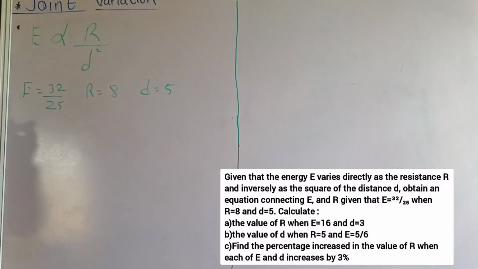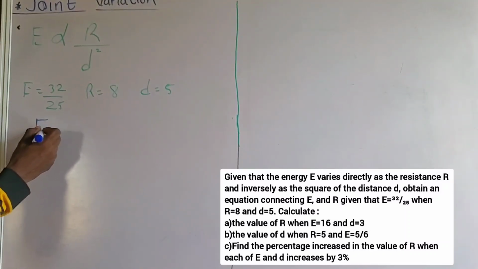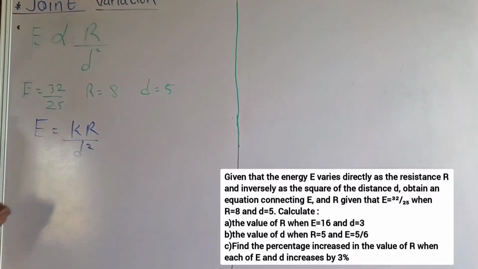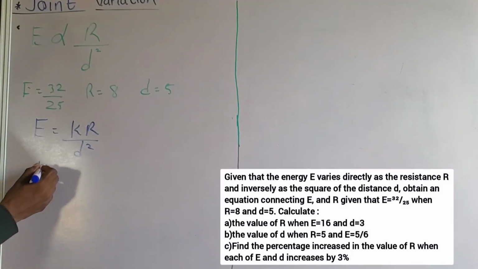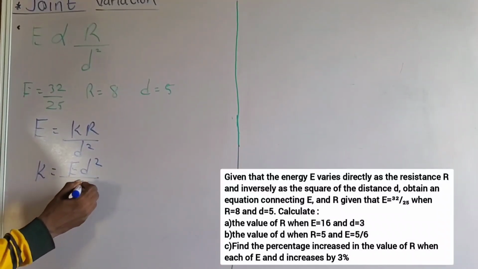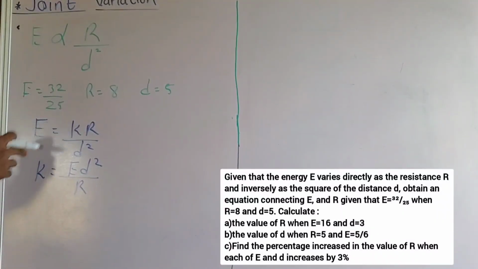and D. Okay, and to solve this question, I know you are very aware that we have to first change the proportionality sign to an equals sign. So I'm going to introduce a constant. So I'm going to have E equals KR all over D squared. Do you understand? Okay, now I need to get the value of K before I can do anything. So K will be equal to ED squared all over R. You understand? I just make K the subject of the relation.